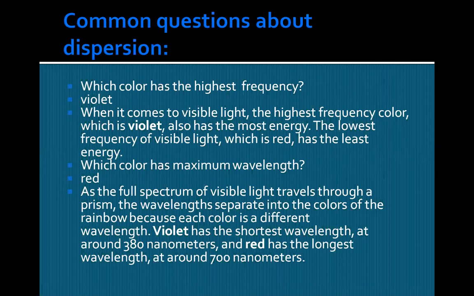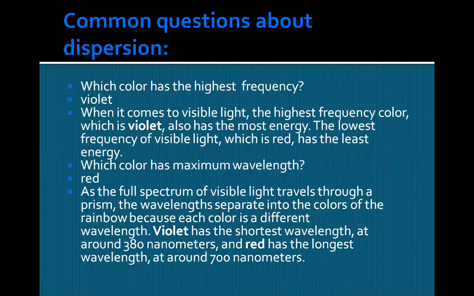The next most common question is, which color has the maximum wavelength? Of course, we know that red color has the maximum wavelength and it has minimum frequency. As the full spectrum of white light travels through a prism, the wavelengths separate into the colors of the rainbow because each color is a different wavelength. Violet has the shortest wavelength. Always remember, this question came many times in the paper: which color has the shortest wavelength, that is violet, and which color has the maximum wavelength, that is red.